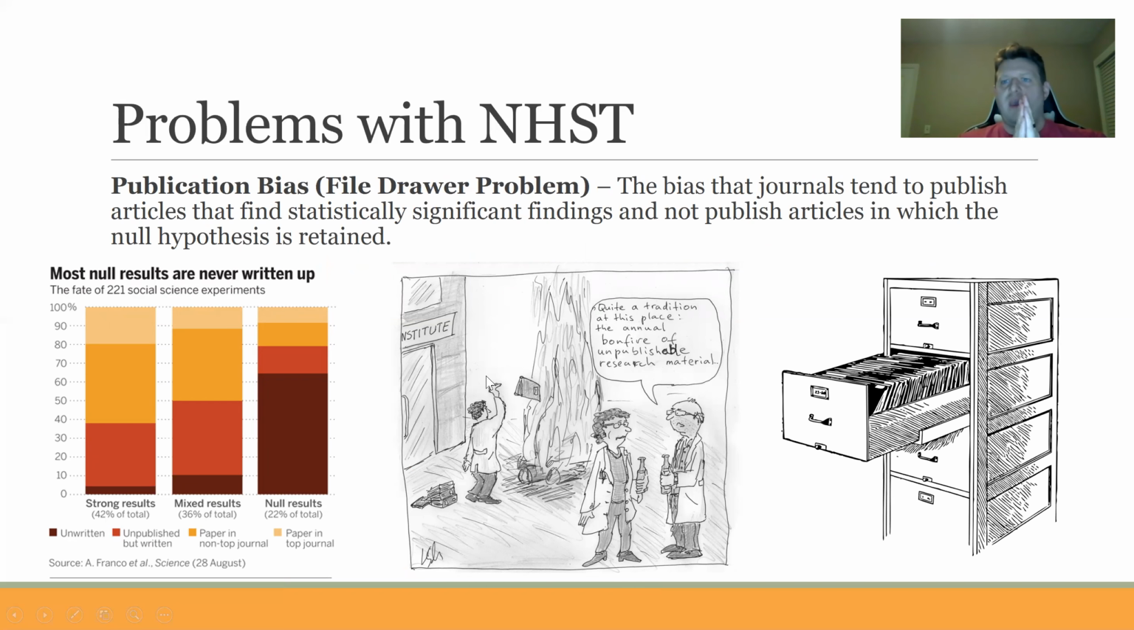Another major problem is, and this isn't necessarily null hypothesis significance testing's fault, it's just the way that science institutions work. There is a thing called publication bias. Okay, sometimes it's called the file drawer problem. That was a term coined by Rosenthal. So the publication bias is the bias, both with researchers and editors and reviewers, that if a statistical finding is significant, we publish it. If a finding is non-significant, we reject it.